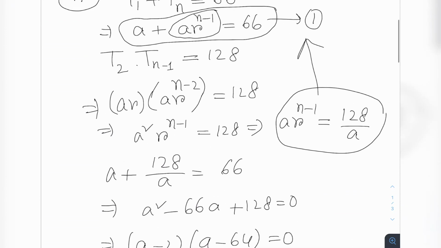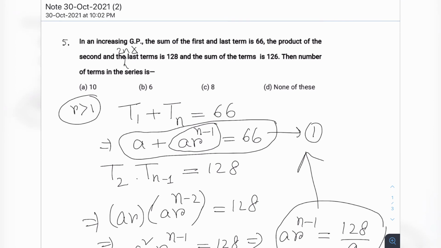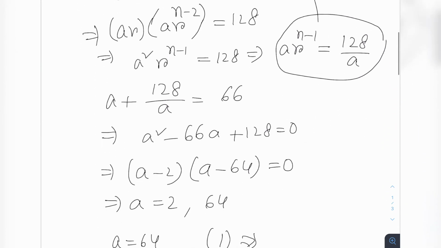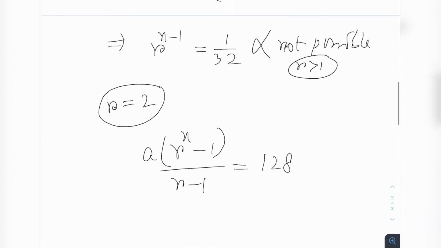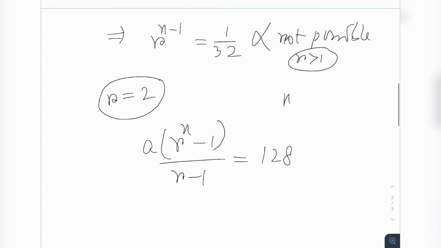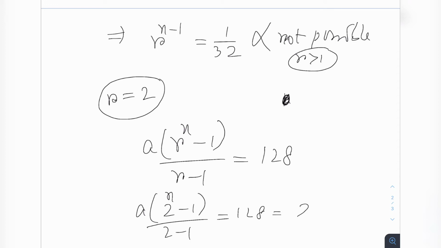এখানে দেখো একটা গেস ওয়ার্ক করছি, পুরো অঙ্কটা করার এখানে প্রয়োজন নেই. The number of terms in the series is 10, 6, 8 or none of this. ওকে, তো এখানে আমরা n এর ভ্যালু, আচ্ছা এখানে পুরোটা করতে হবে না, r এর ভ্যালু 2 পেয়ে গেছি। তো এই গেস ওয়ার্কটা এখানে করছি a into 2 to the power n minus 1 over 2 minus 1 which will be 128. That means 2 to the power 7.